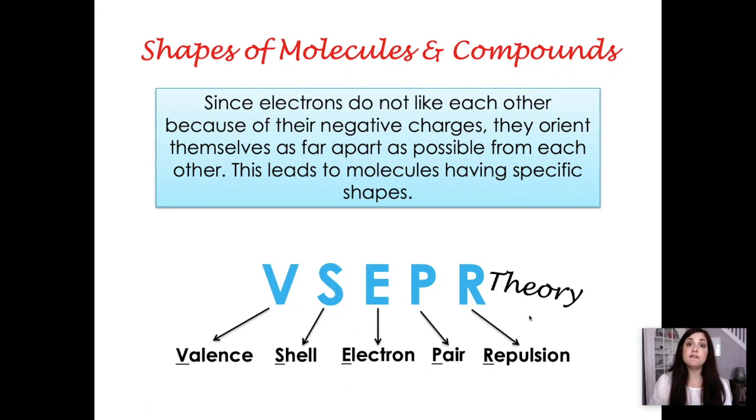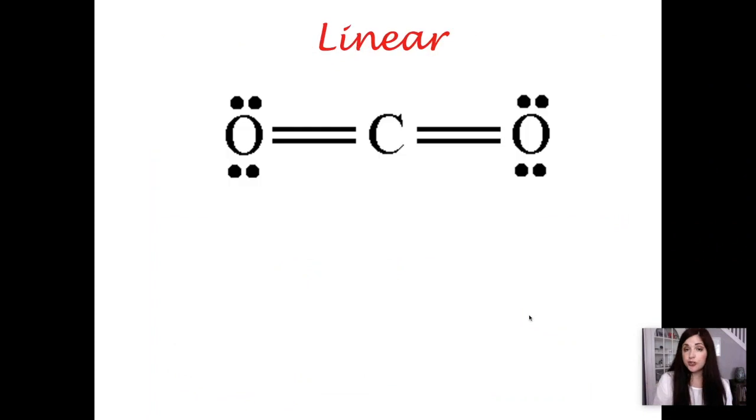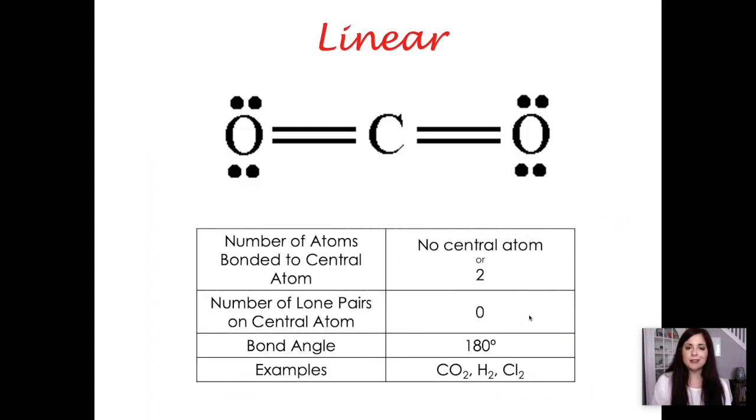Again, this is known as VSEPR theory. We call this a theory because we cannot see atoms with our eyes or under a microscope, but we have a lot of data that proves that this is in fact true. The first shape that we have is a linear shape, and you have all of the information that you need to determine what shape a molecule is in that table in your notes. So you just need to write the name.